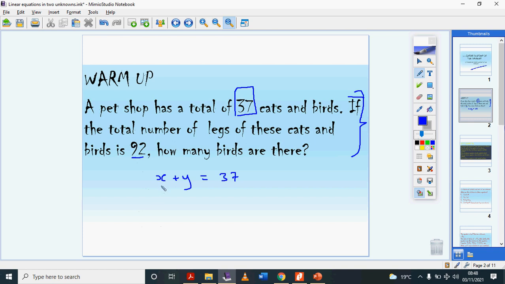Well, I know that the cats have 4 legs, right? So 4 of X, and the birds have 2 legs. 2 of Y is equal to 92. So I've managed to form 2 equations from this information. This is just a teaser of what's to come. So keep this in mind. We'll talk about it again in the future.